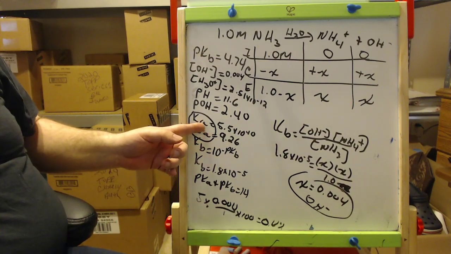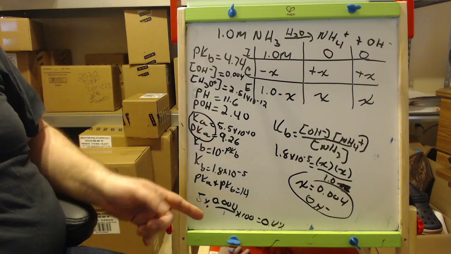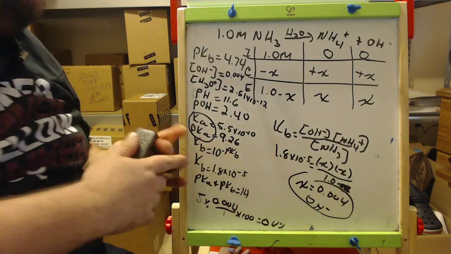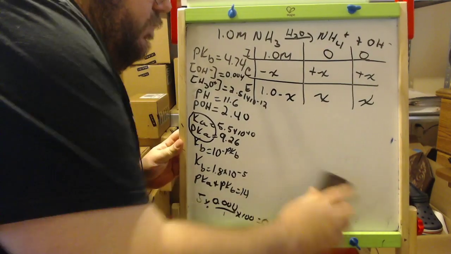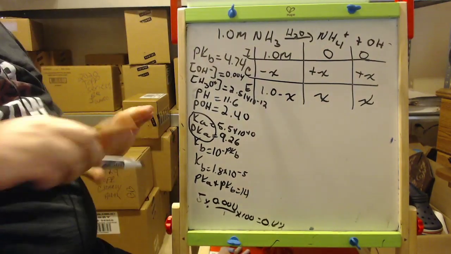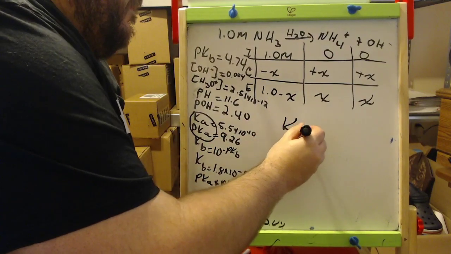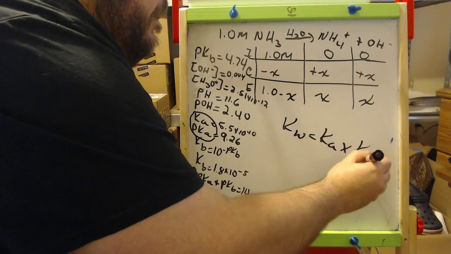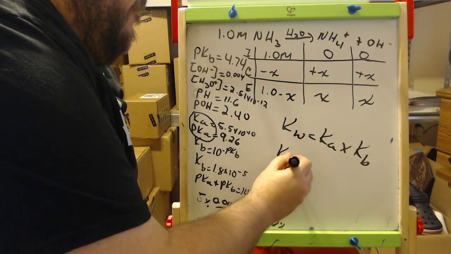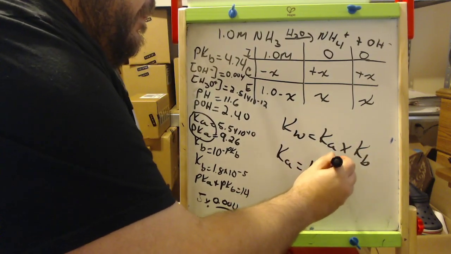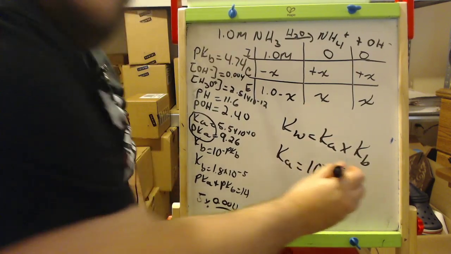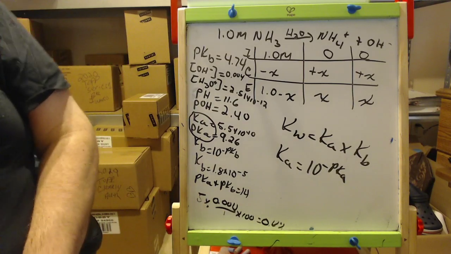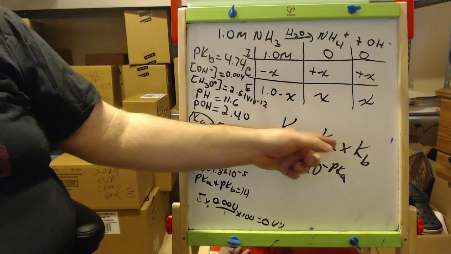Ka for this one here. Ka times Kb is equal to Kw. You can do it two ways. Two ways. This way or this way.